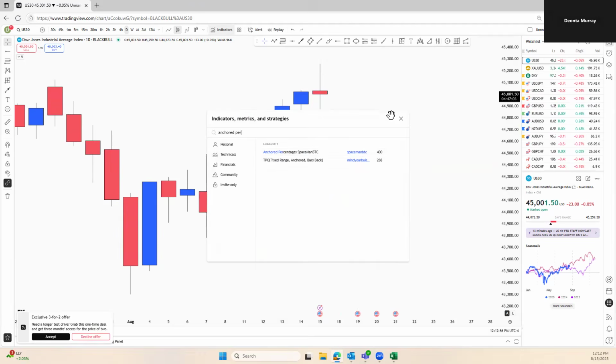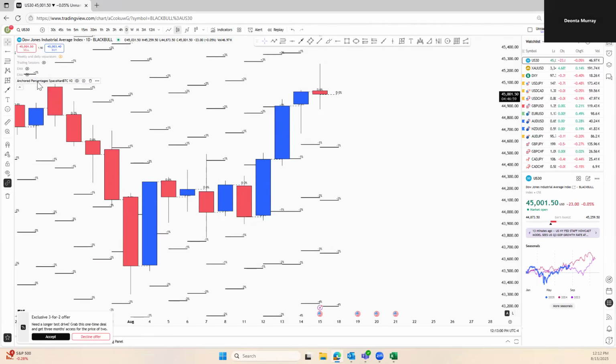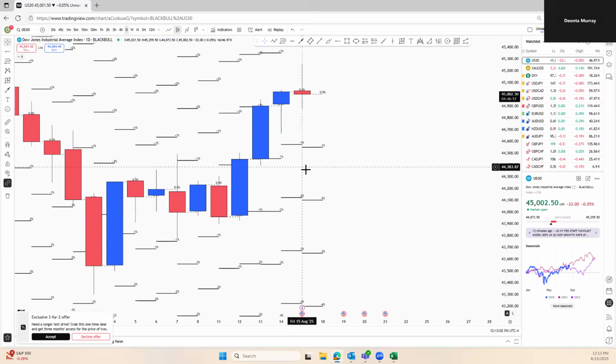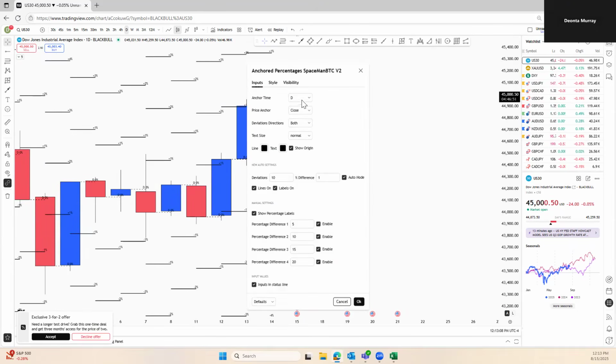Anchored percentages, Spaceman BTC. You'll click that. I already have it downloaded, so I'm not gonna click it. I'm gonna just open it, and this is what it looks like, right? So right now it's anchored for daily, which is what we really want to look at. We want the anchor point to start from previous day close.